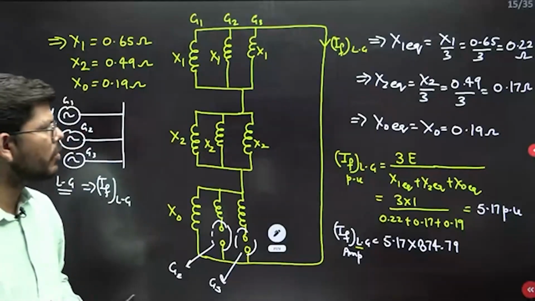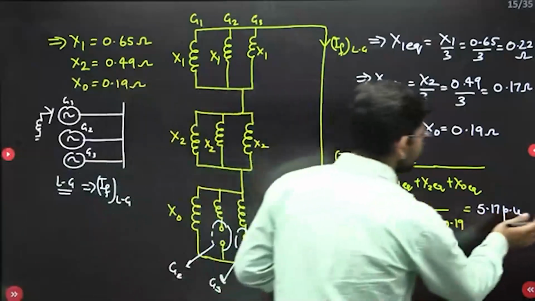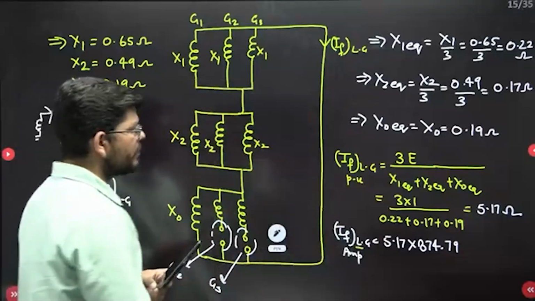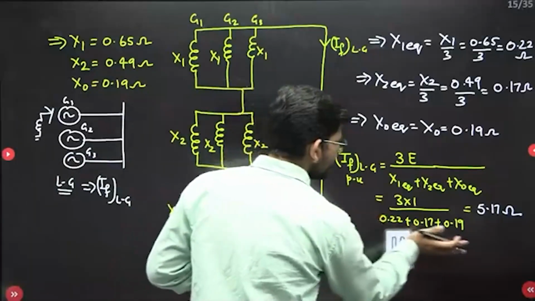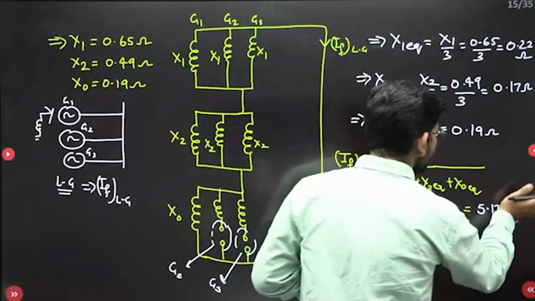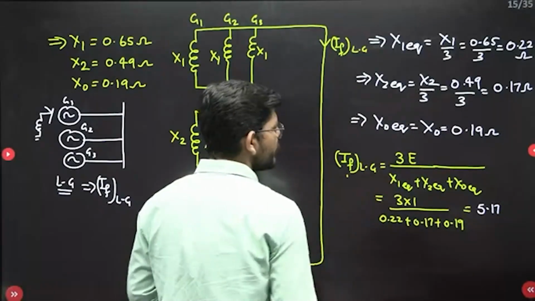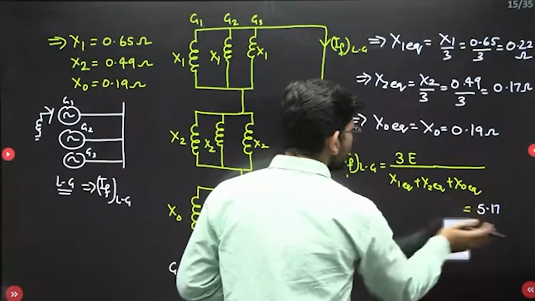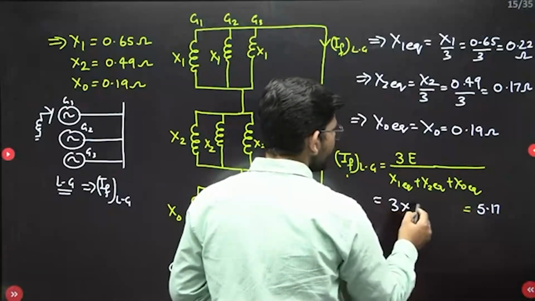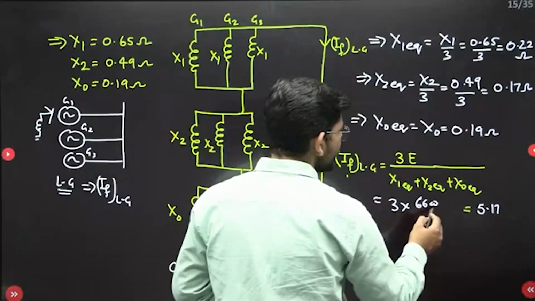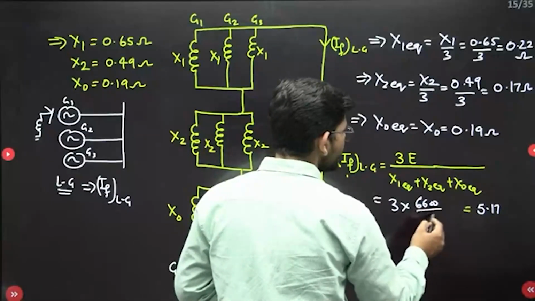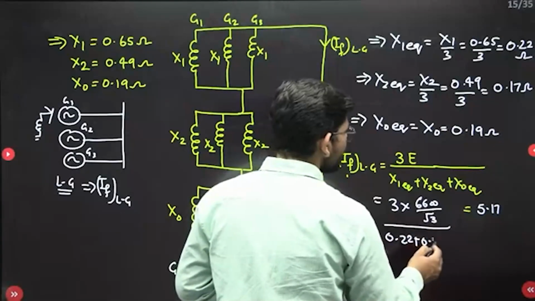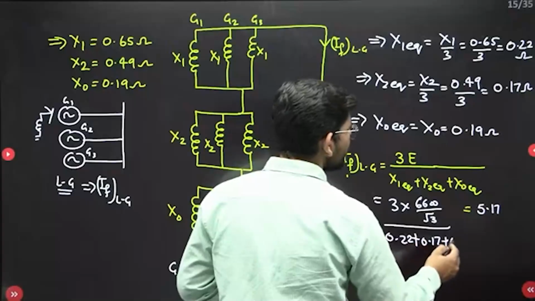Sequence reactance is in ohm. Oh my god, this is the problem. Very good, Aryan. This reactance is in ohm. So if this reactance is in ohms, this value will not be in per unit, and we have to put the value of E not equal to 1. In fact, it will be 3 into E, where E will be 6600 divided by root 3, and it will be 0.22 plus 0.17 plus 0.19.